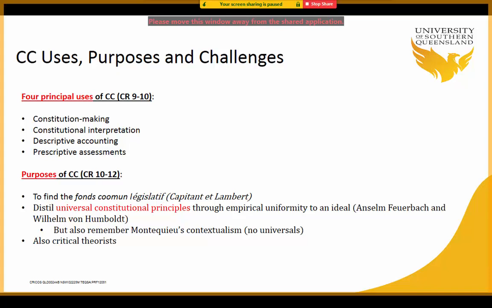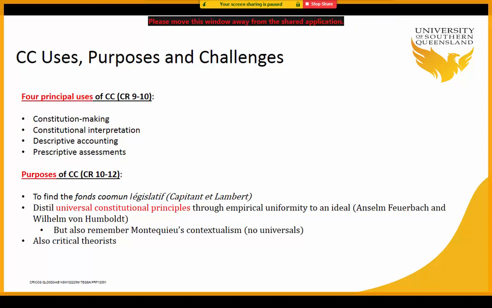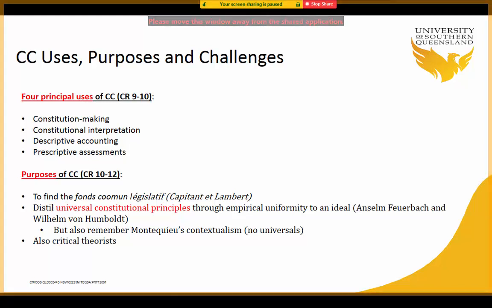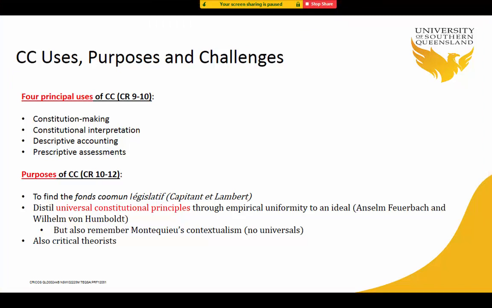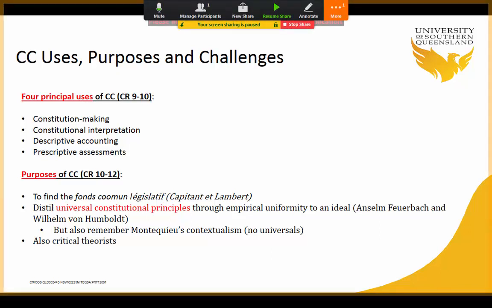When I look at more than two, of course, such as the Ginsburg project, you'd ask, what's the common denominator of all of these constitutions? How are they all trying to achieve one certain function? Is there a common denominator? Okay. That's what we mean by distilling universal constitutional principles, not just by comparing in that sense, but also through empirical uniformity to an ideal.